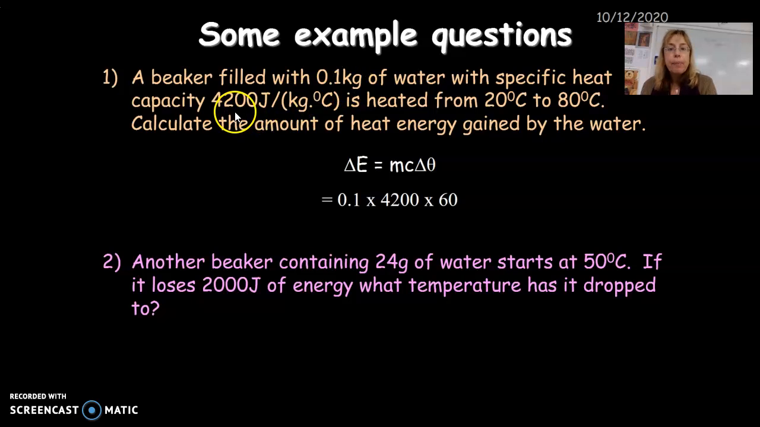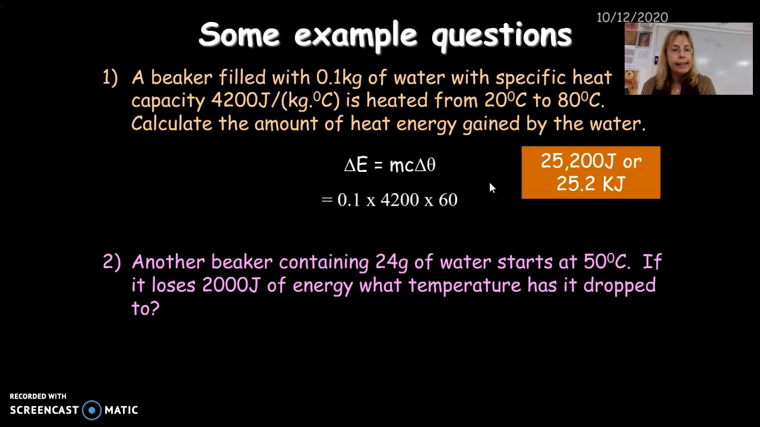The specific heat capacity for water is always 4,200 joules. And they say the change in temperature goes from 20 to 80. So 80 minus 20 gives me 60. So I put that into the calculator and my answer should be 25,200 joules, or you can change it to 25.2 kilojoules.